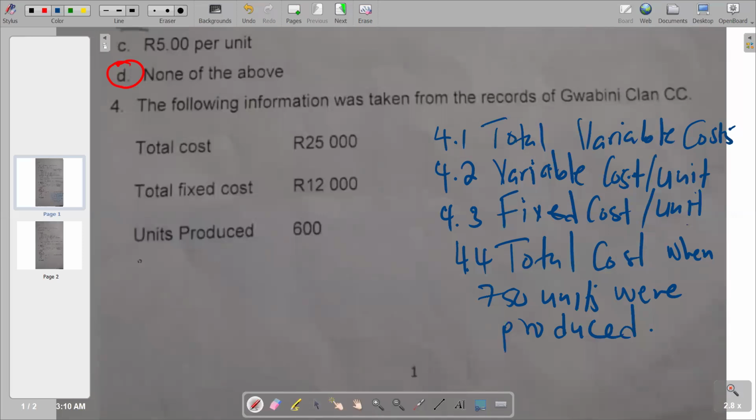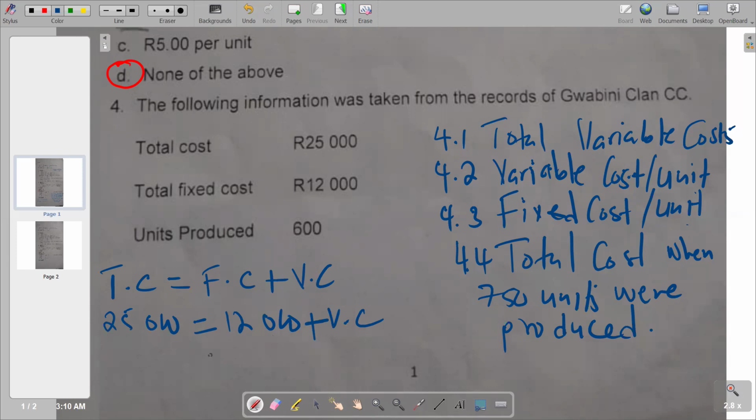So to get our total costs, we are supposed to say fixed cost plus our variable cost. In this case, our total cost we're given is 25,000, equal to our fixed cost, which we are given as 12,000. Then our variable cost we are not given, so obviously this is what we want to calculate. If you want to find your variable cost, you make your variable cost the subject of the formula.